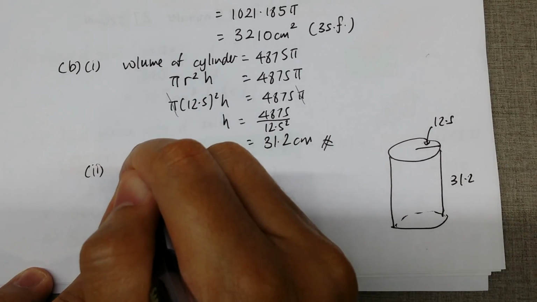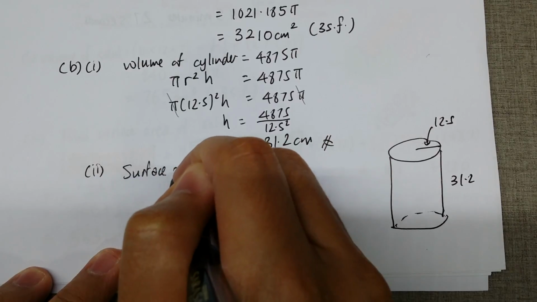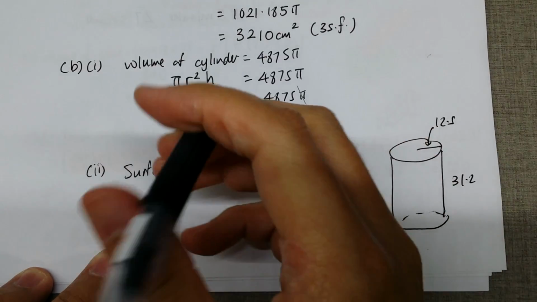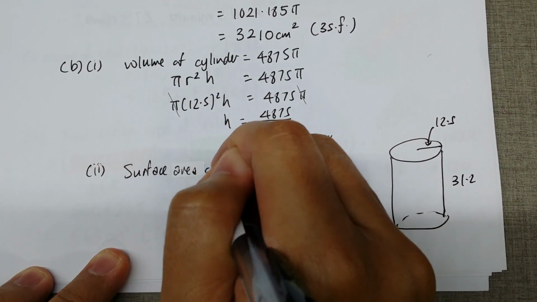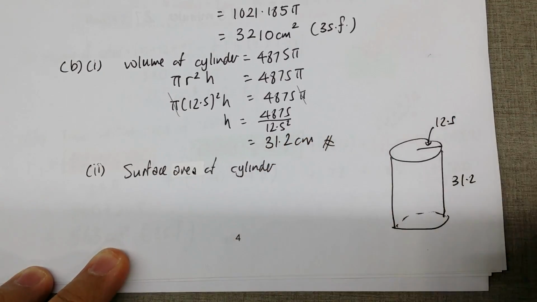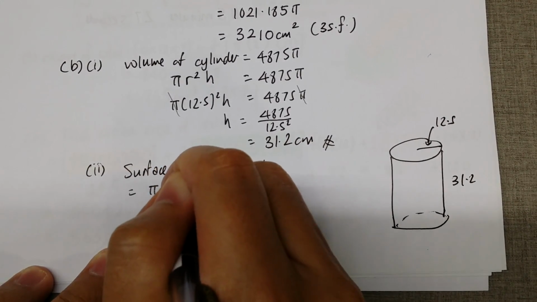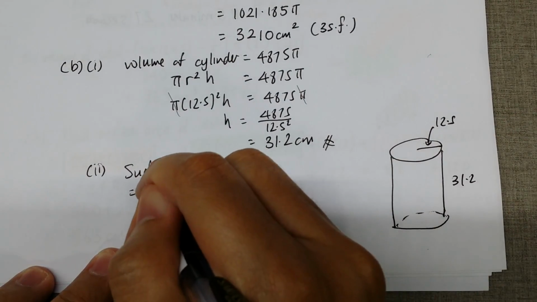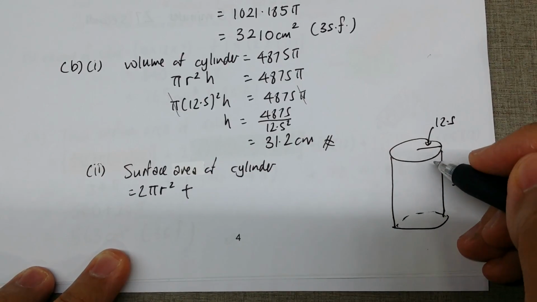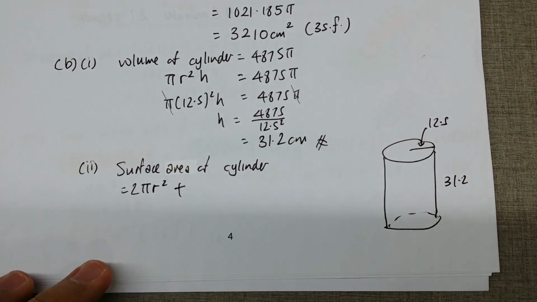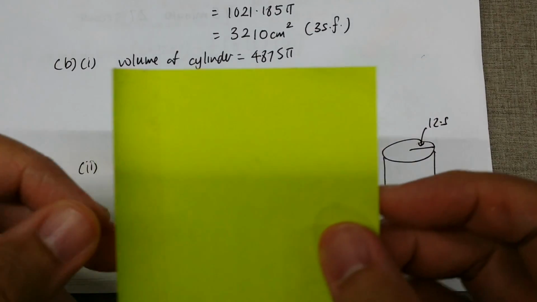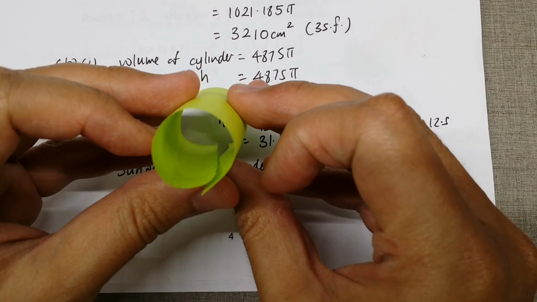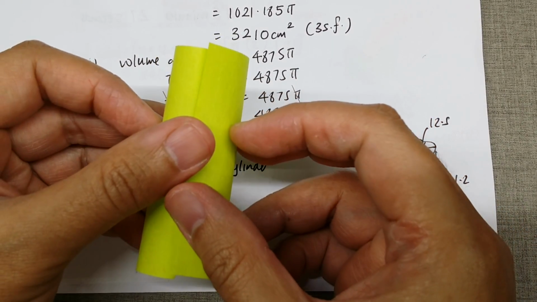Okay. Surface area of cylinder equals to pi r square. How many times of pi r square circle? 1 on top, 1 below. 2 times of it. Plus the curved surface area of cylinder. You can remember what I mentioned earlier on. Paper, you roll, you get a cylinder. Correct? I did it before.